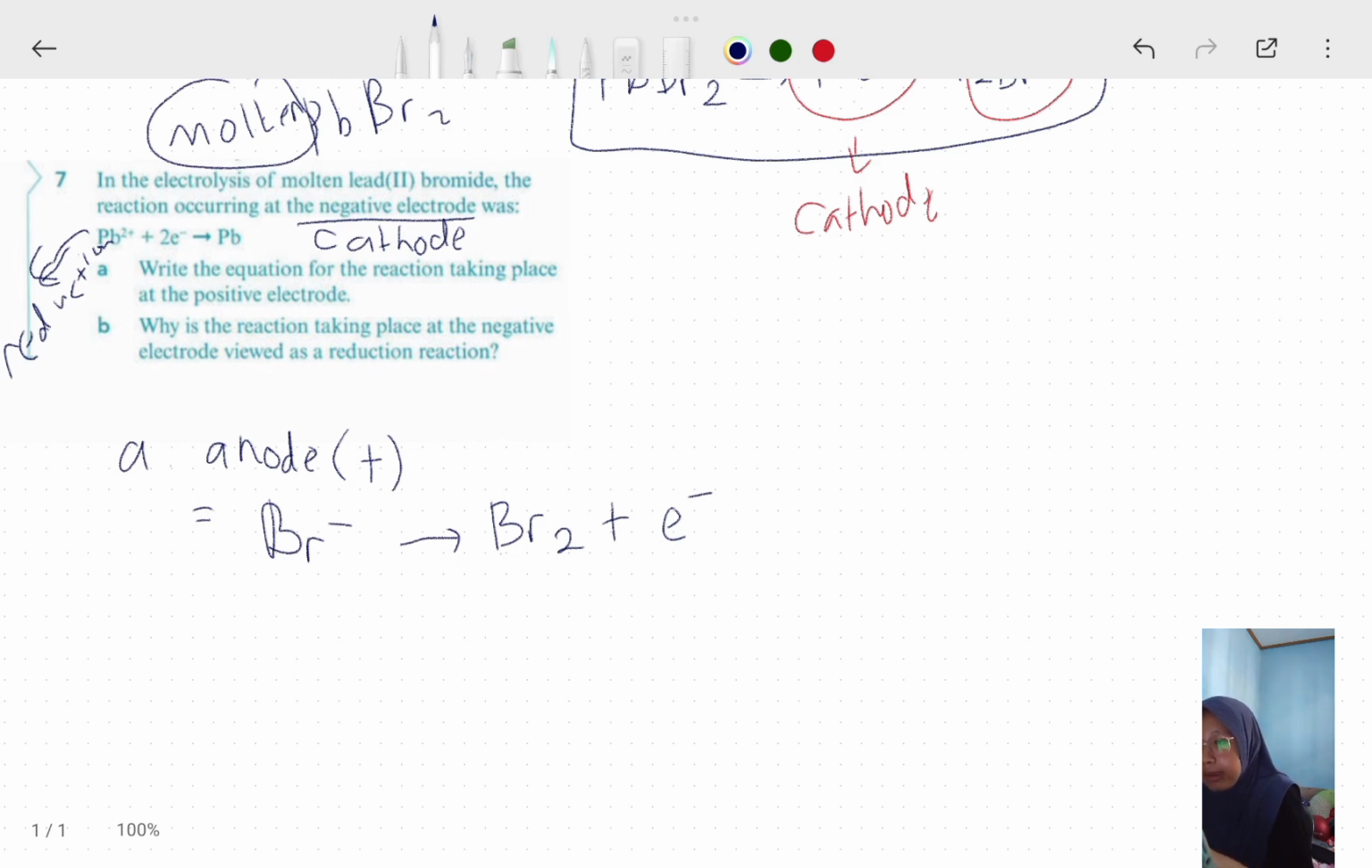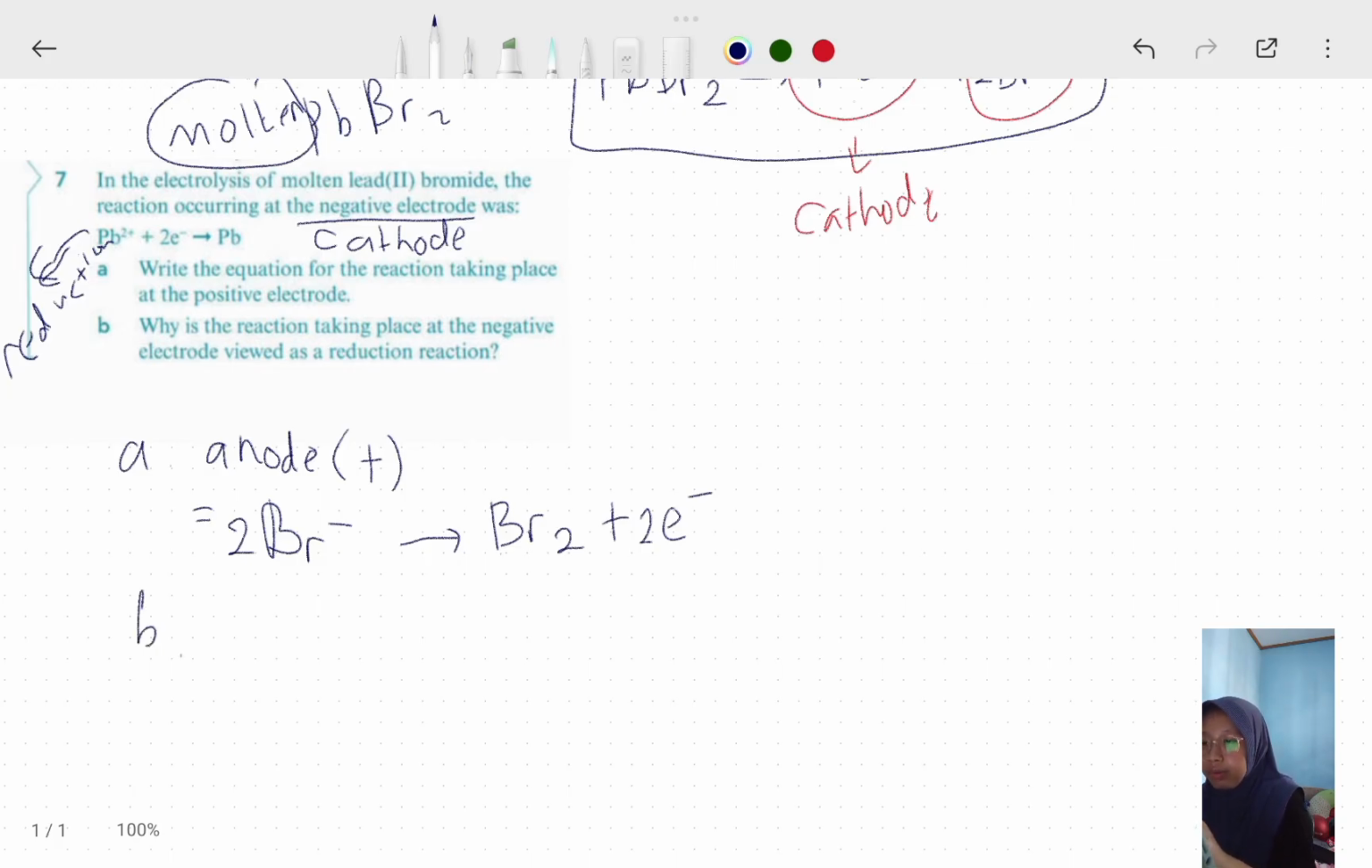To make it balanced, I'll give 2 in front of the bromide ions, and the electrons also need to be balanced out. Since there are 2 bromide ions, the electrons released are also 2 electrons. This is the reaction at the anode. We can also name this reaction as oxidation.